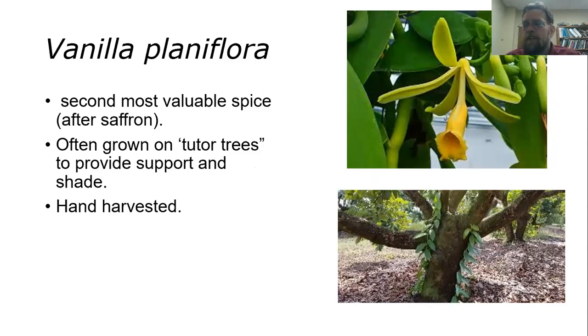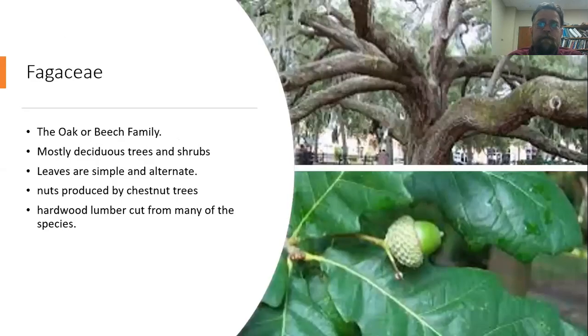The one on the bottom there that you see is actually growing on an avocado tree, and they call those tutor trees because they provide shade and support for the plant. And then, of course, they're hand pollinated and hand harvested, and then they have to be dried and processed so that you can get your vanilla beans. But vanilla is not only the second most valuable spice, but also the world's most popular flavor. So a really important member of the family.